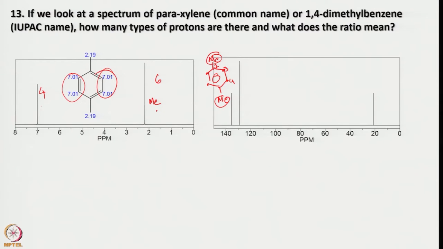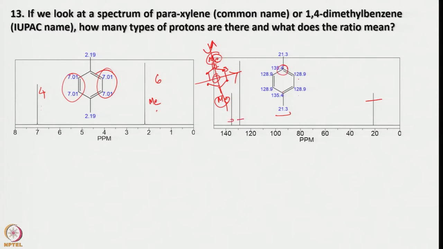Now here we are seeing three, as I mentioned, 1, 2, 3. Not four, because this is the very same: you can do rotation like this or like this, so this brings similarities between these. So we are expecting only three different types of carbon atoms, and we are seeing three carbon signals here. You can see 21.3 for the methyl carbon, then 128 for all of them, and then this one at 135.